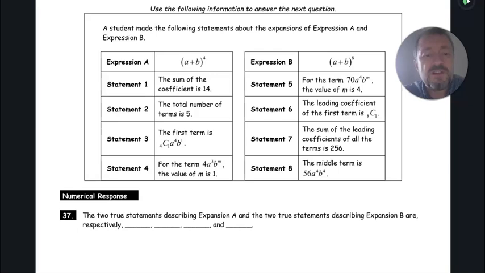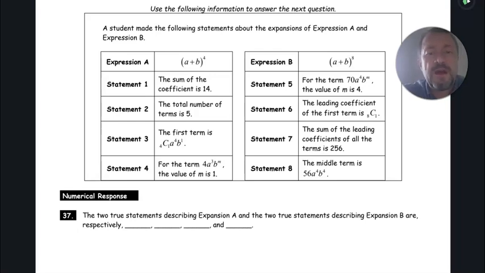So at the bottom here, it says the two true statements describing expansion A and the two true statements describing expansion B are, okay, respectively here. So in each one of these little groups here, there's two that are correct. So let's just start reading through them.